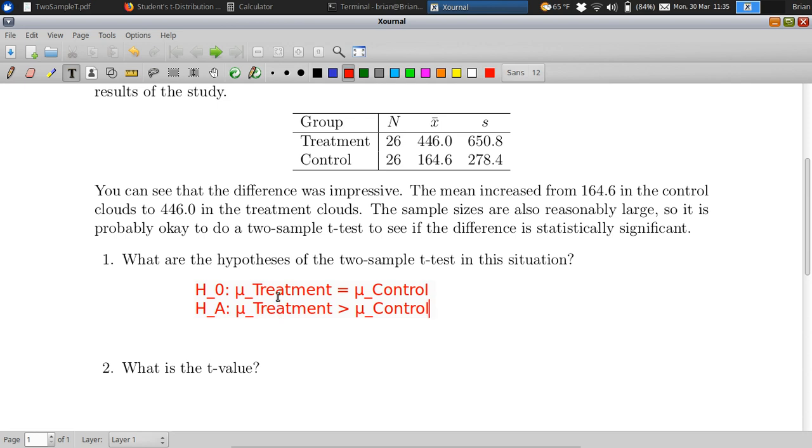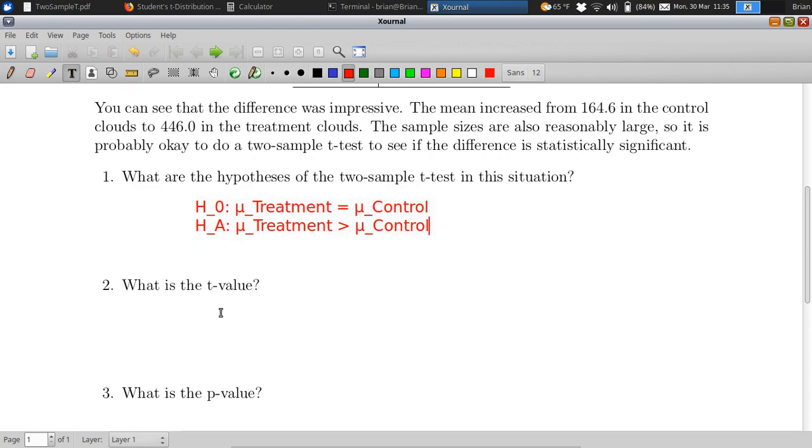Unlike when we had a one sample t-test, where we had a single group and knew what the number should be, now there's no one number, but that's okay. The formula is going to handle that for us. Okay, so now, what is the t-value?